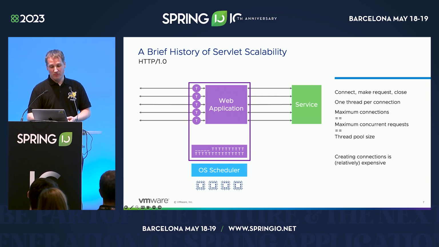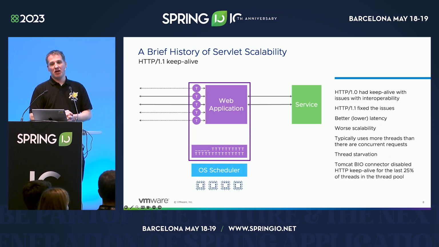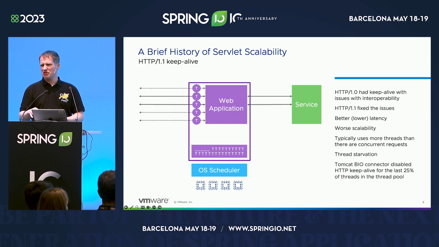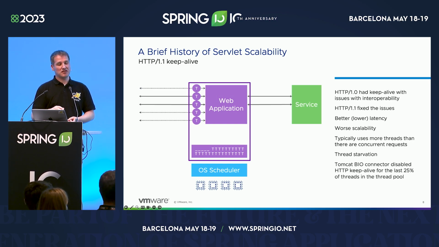So the solution is pretty simple. Well, we'll just add keep alive to the connection. So we keep the connection open. That saves the round trip. That's great. Now, HTTP 1.0 had a few issues with that around interoperability, particularly with proxies. But that all got fixed in HTTP 1.1. So we got our improved latency, which is great.